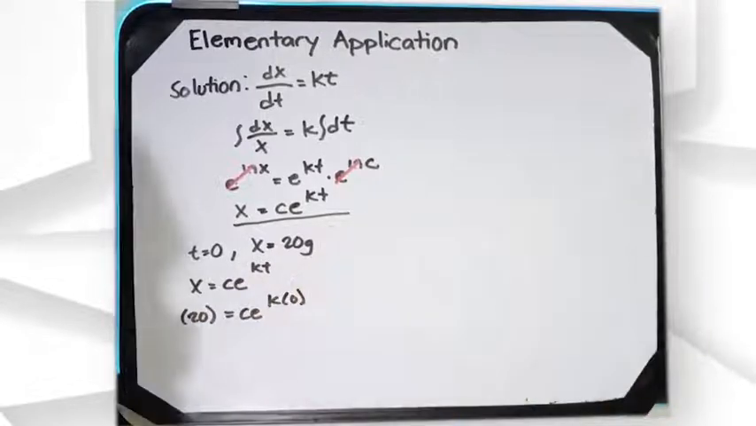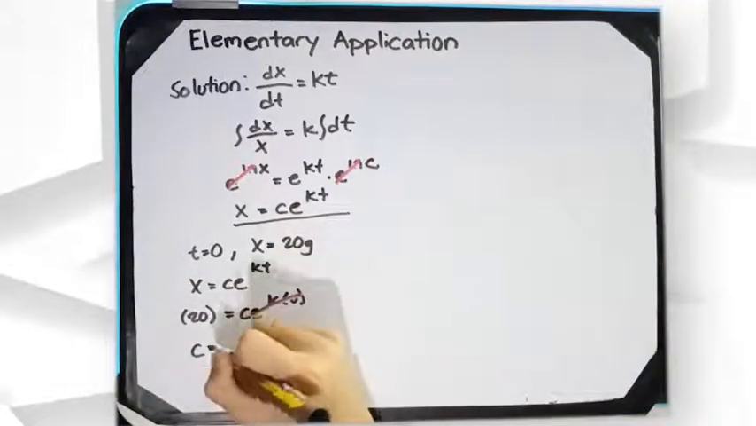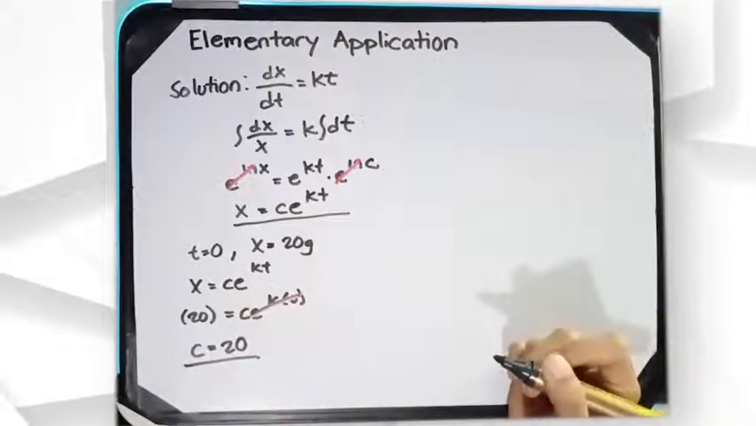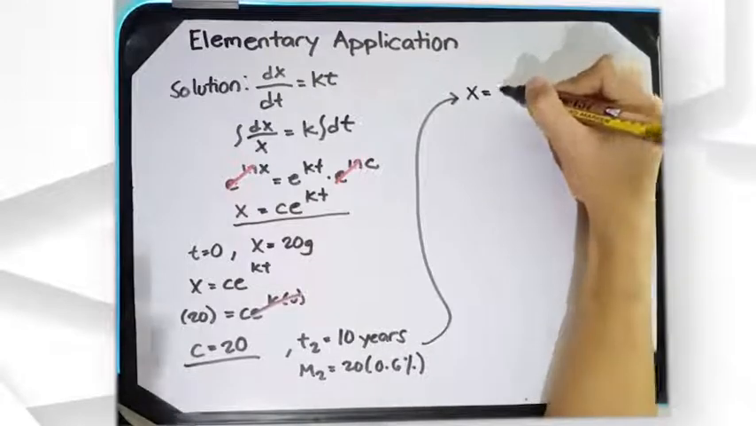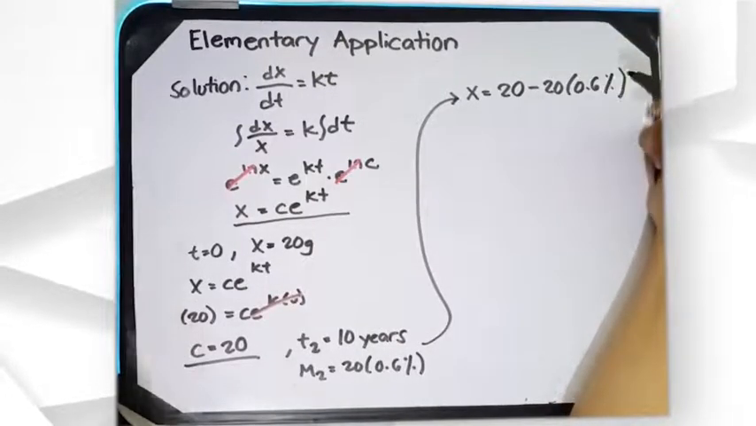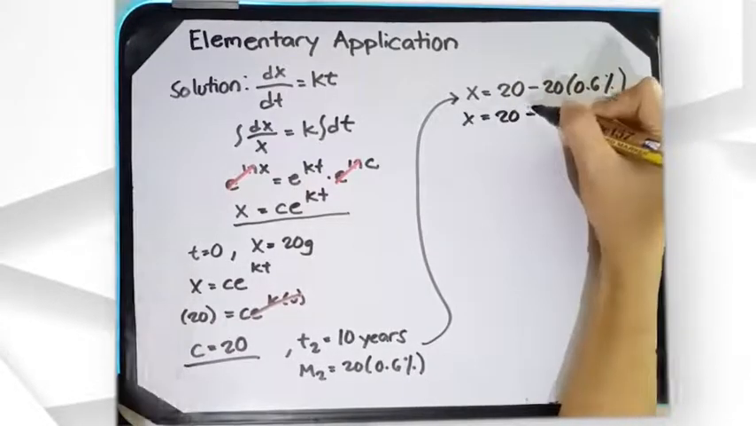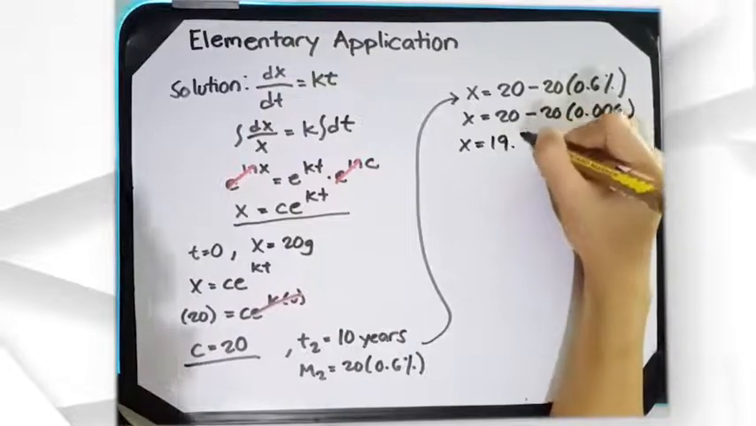a while ago. Since e raised to k times 0 is equal to 1, we are now left with c is equal to 20. Since we have now the value of c, we can now find x by subtracting from 20 the product of 20 multiplied by 0.6% or 0.006, which is equivalent to 19.88 grams.